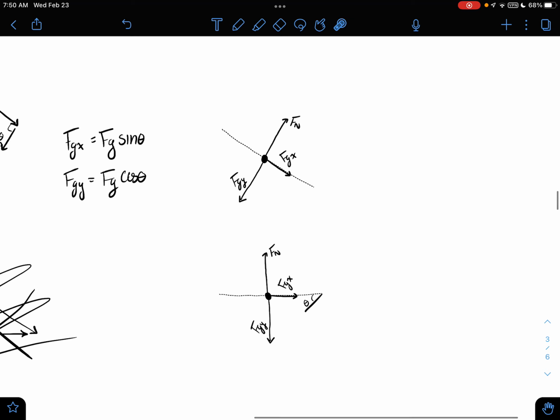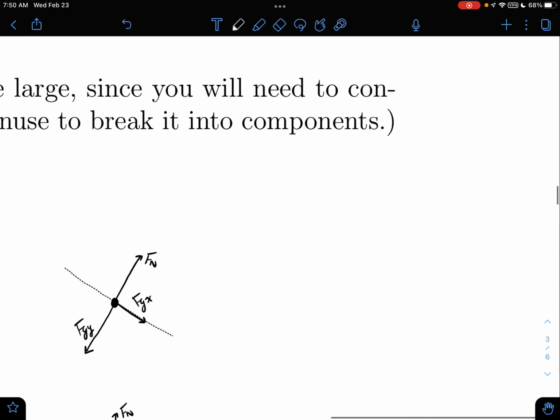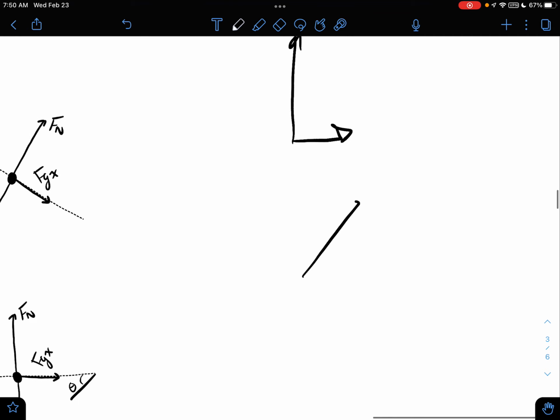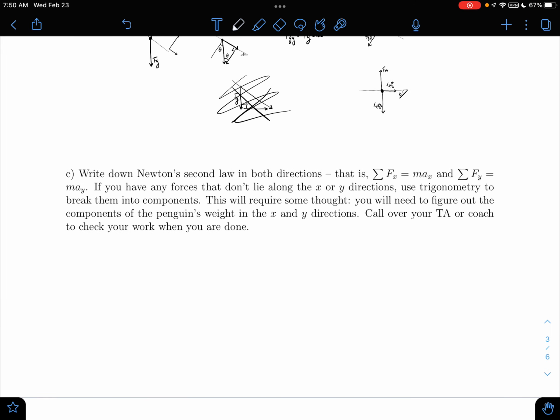Just the same way we can pick an origin, we can pick how we set up our axes. We can pick which direction's positive. It doesn't have to be up and right. It can be that way and that way, but we want to keep them perpendicular to each other. Okay, so now we're doing our Newton's second law.